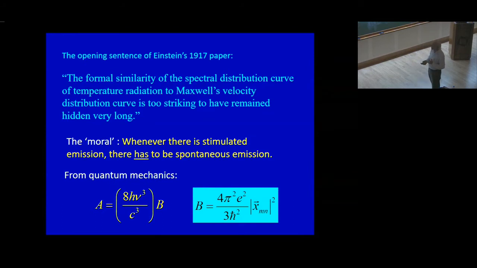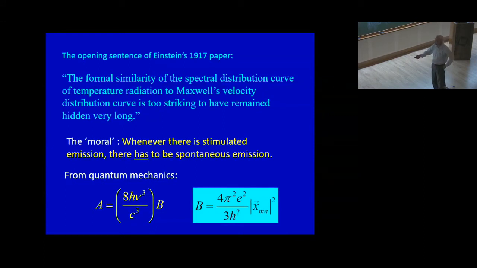Okay? So I would like to underline here as loudly as I can the moral of this paper by Einstein, which is whenever there is stimulated emission, there has to be spontaneous emission. Okay? And it was this realization that led to Hawking's great discovery. We will come to that. Now, you have to know either A or you have to know B. That Einstein could not calculate, because he was actually calculating the black body spectrum. For that, you have to use quantum mechanics.